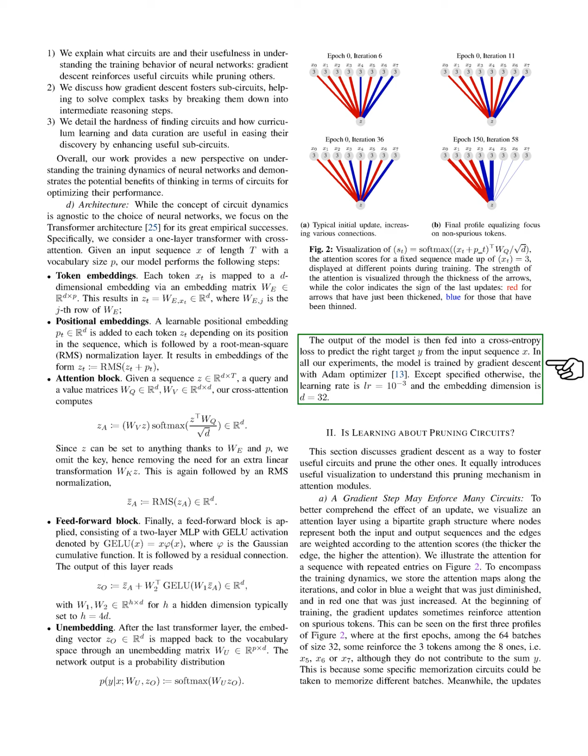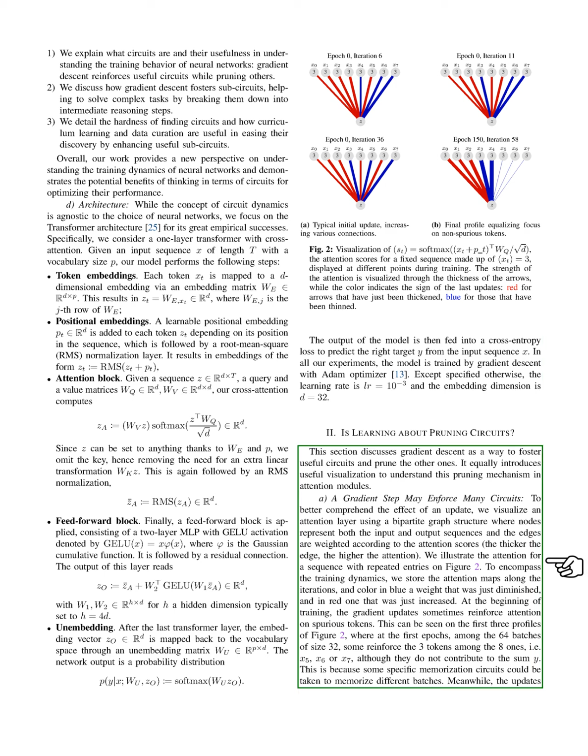Section: Is learning about pruning circuits? In this section, we explore how gradient descent can help us develop useful circuits while eliminating the less effective ones. We also introduce visual tools to better understand this pruning process in attention modules. To grasp the impact of updates, we visualize an attention layer as a bipartite graph, where nodes represent both input and output sequences, and the edges are weighted based on attention scores.